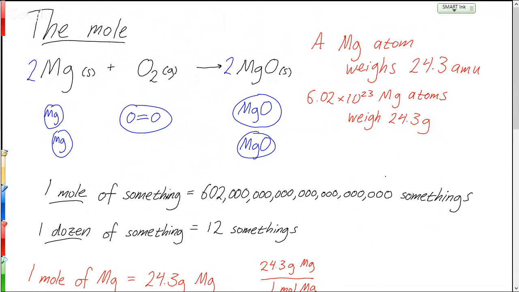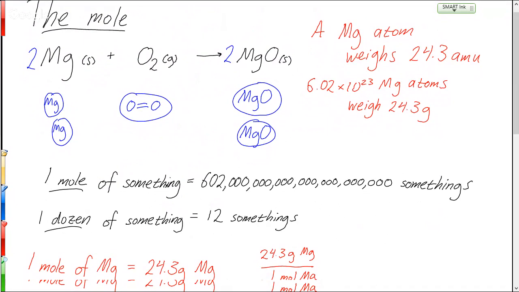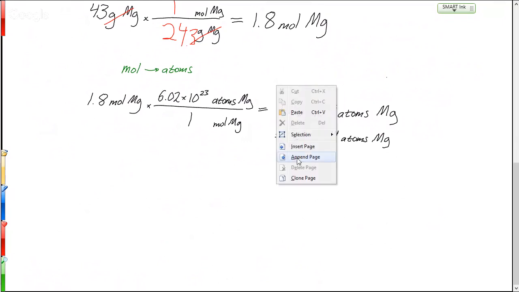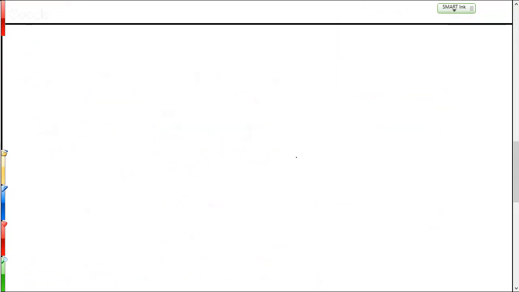So we need to use this idea of the mole to figure out how to balance these equations in a practical way, like in the lab. So let's try that. I'm going to redraw the equation just so we have it again. So that's 2 Mg plus O2 is 2 MgO. And we're going to answer another question using moles.